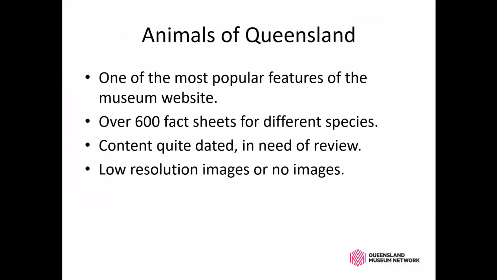There was a lot of content on this website to move across, and interestingly, one of the most popular parts of the Queensland Museum website was this little section called Animals of Queensland. It had about 600 different fact sheets for all these different species that you might encounter if you're in Queensland. Unfortunately, the content was quite dated. It was in need of review. A lot of the images were low resolution. In some cases, there were just descriptions that had no images at all. They weren't our images, that kind of thing.